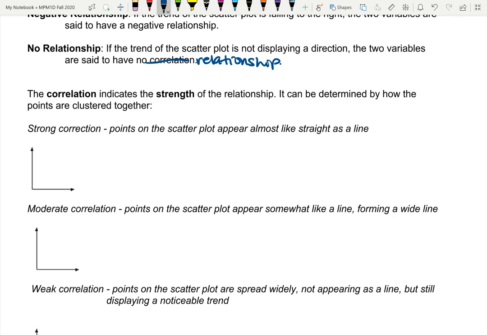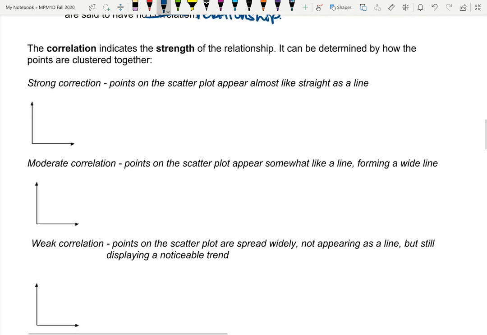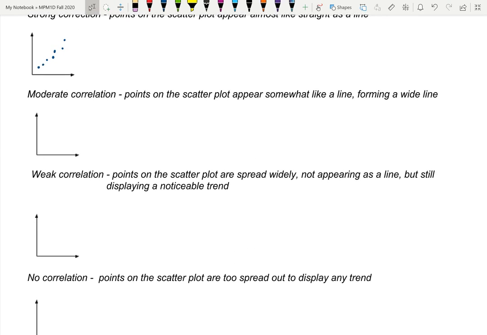Now there's something called a correlation, which indicates the strength of the relationship. So if we have a strong correlation, the points on the scatter plot appear to be almost like a straight line. So they're close together and they almost form something of a straight line. Now, a moderate correlation is that the points are moving in the same direction and they're just a bit of a wider straight line.